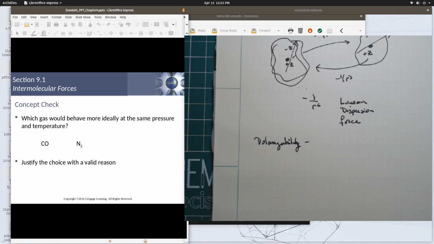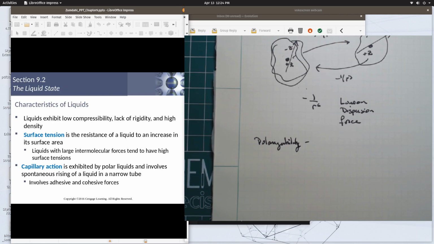So what you would guess then, based upon the fact that carbon monoxide over here has dipole interactions that are going to be much stronger than in nitrogen, is that one would expect carbon monoxide to behave less ideally at the same temperature and pressure than nitrogen. So nitrogen is a pretty ideal gas, and carbon monoxide is certainly probably not a very ideal gas.